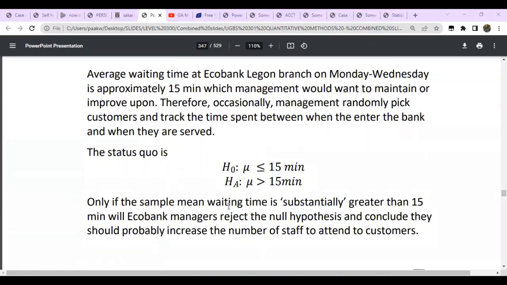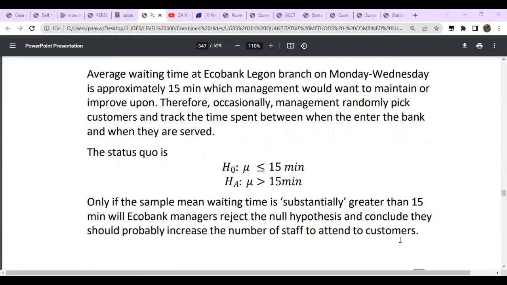Only if the sample mean waiting time is substantially greater than 15 minutes will Ecobank managers reject the null hypothesis and conclude they should probably increase the number of staff to attend the customers.